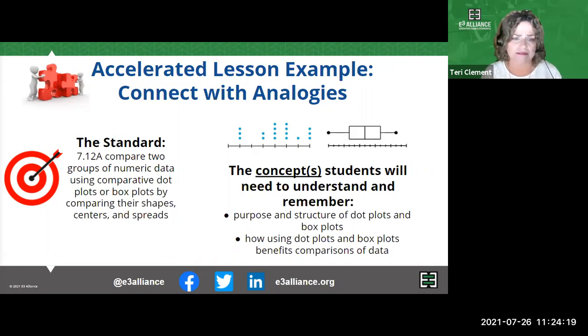A deep study of this standard results in distilled ideas: if students are able to compare two groups of numeric data using comparative dot plots or box plots, then that journey begins with a review and an activation of what they know about box plots and dot plots already, and then building on that to go to the comparative realm, which is a higher order of thinking.